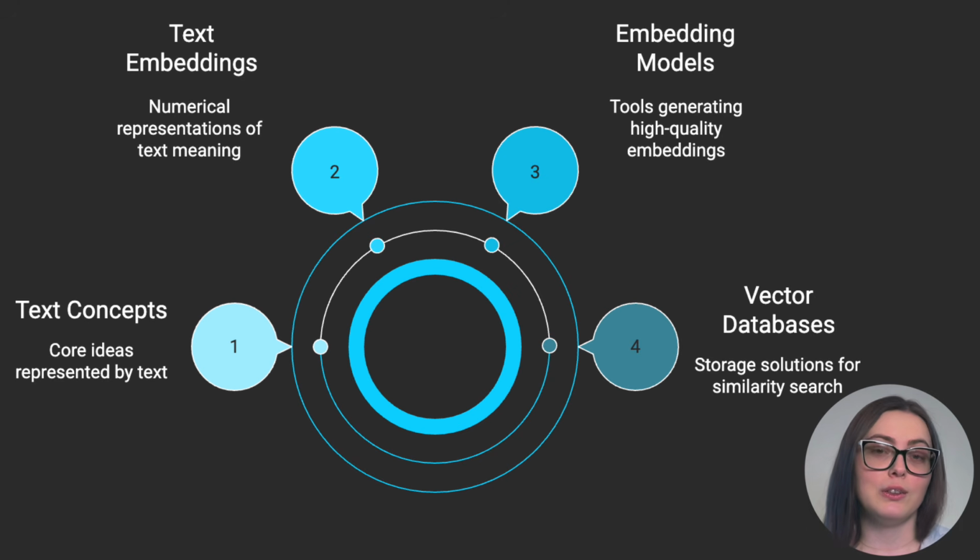Popular options include services like AWS OpenSearch, Google AlloyDB, Cloud SQL, Vertex AI Vector Search, Azure AI Search, Pinecone, and many more. Vector databases are designed to efficiently find the nearest neighbors to a query vector in a high-dimensional space.